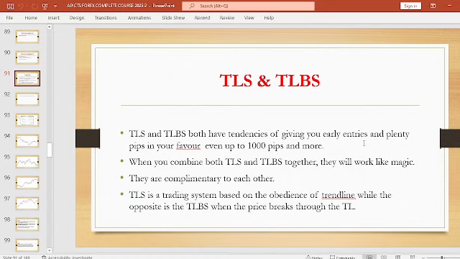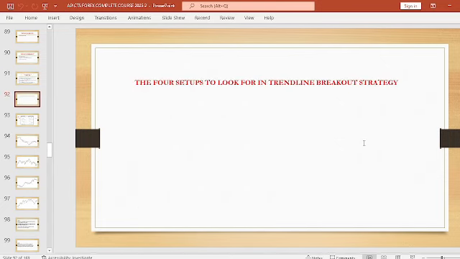So now they are complementary to each other. Trend line strategy is a trading system based on the obedience of the trend line, while the opposite is the trend line breakout, when the price breaks through the trend line. So there are four setups to look for in trend line breakout strategy.